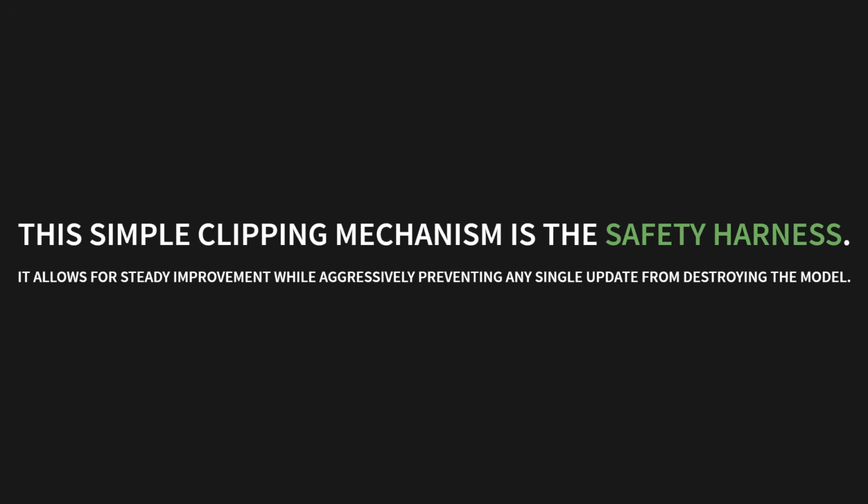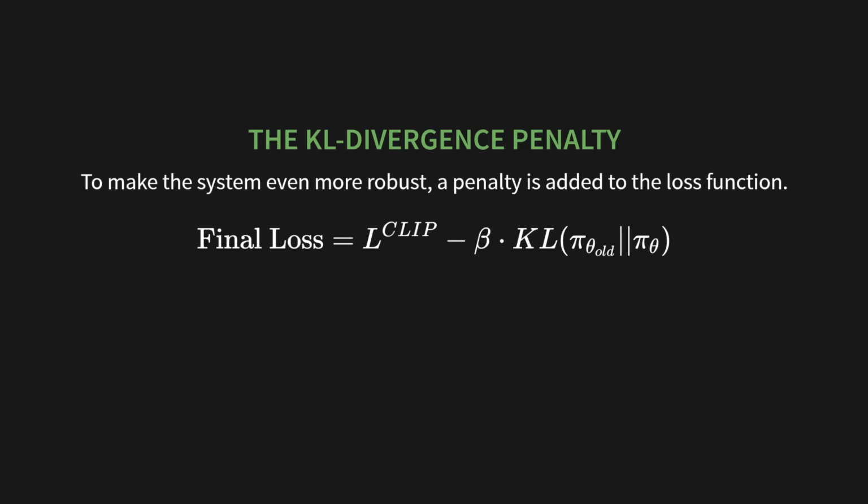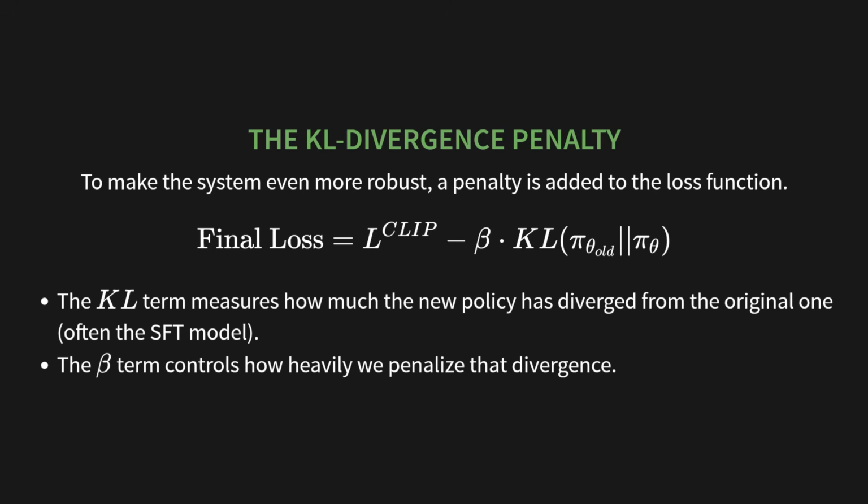But for large language models, we need one last thing: the final safety belt, the KL divergence penalty. To make the system even more robust, a penalty is added to the loss function. You can see the formula here. The final loss is our L-clip objective, minus a new term, beta times KL of pi theta old and pi theta. The KL term simply measures how much our new policy has diverged from the original one, which is often the original fine-tuned model. The beta term just controls how heavily we penalize that divergence.